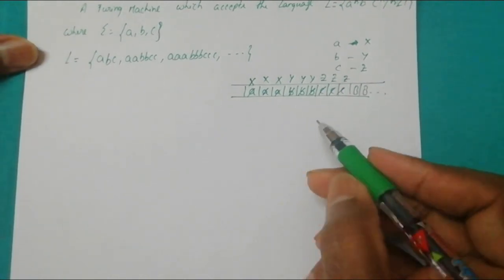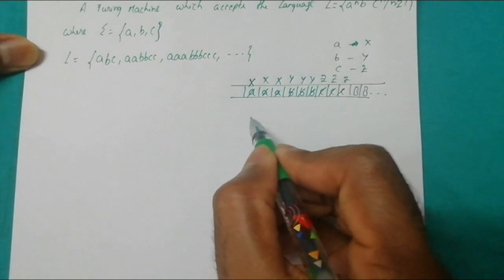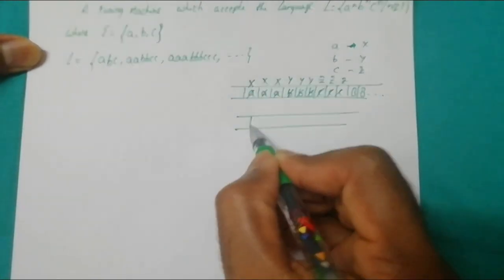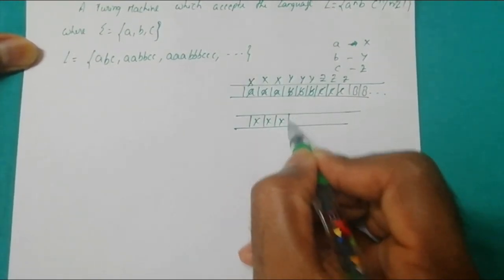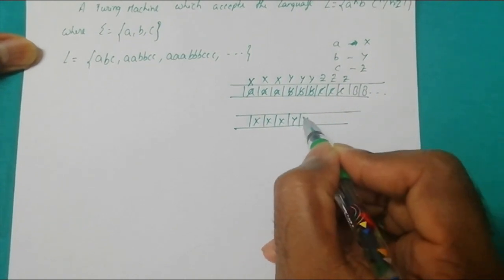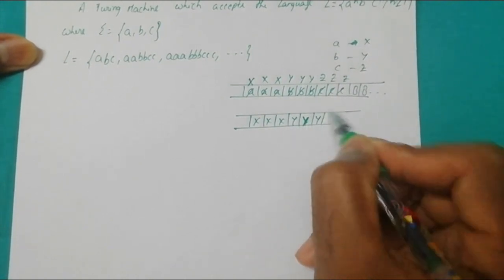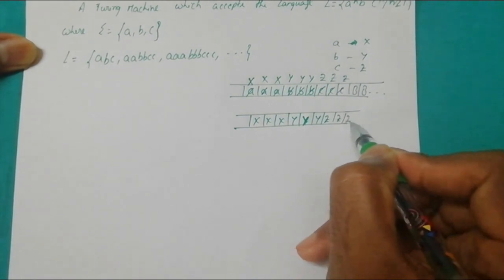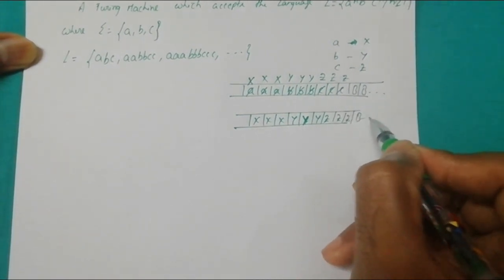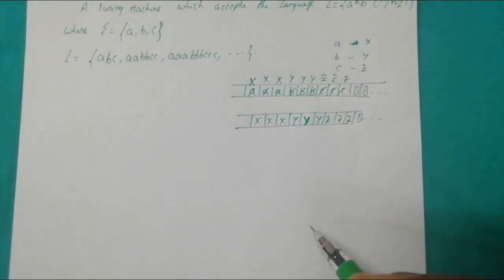In this way, if the final output tape contains x, x, x, y, y, y, z, z, z, blank symbols, then the string is said to be accepted.